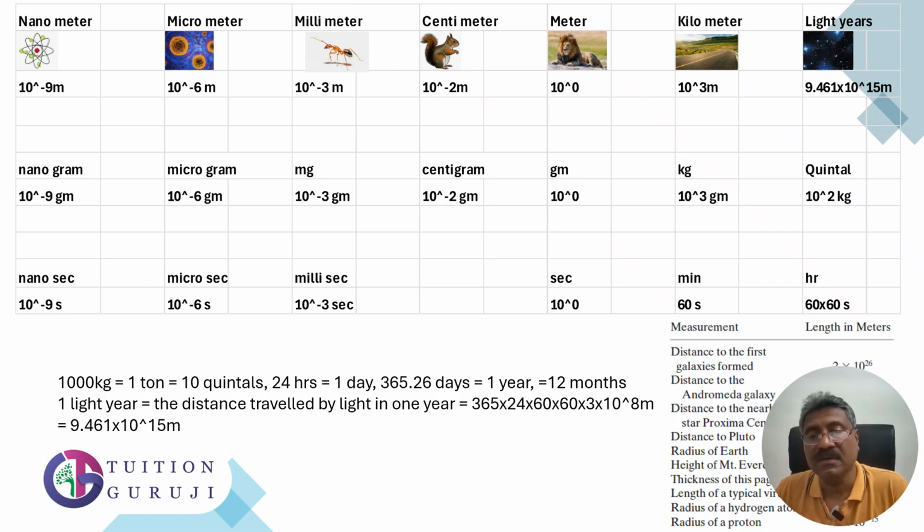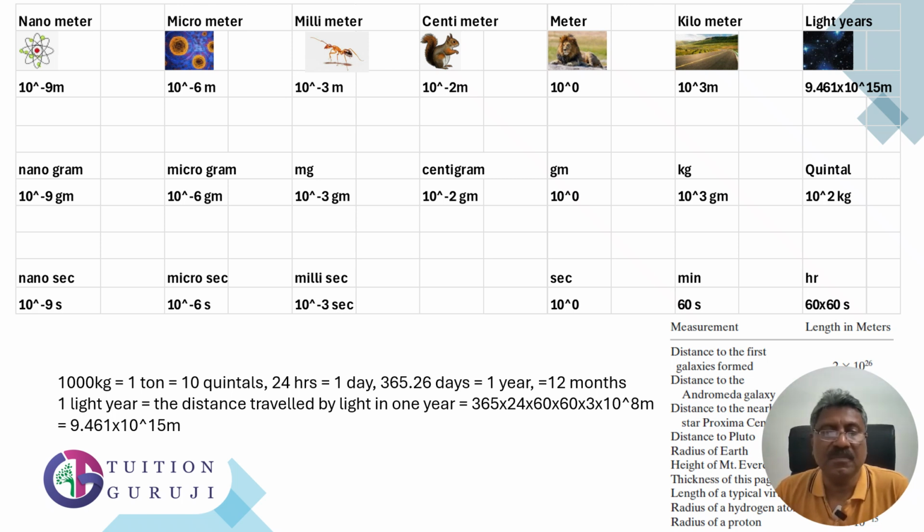And if it is a rod, we will be using kilometer. And if you want to measure the distance from a star, we have to use light years. What's a light year? Light year is actually the distance traveled by light in 1 year.